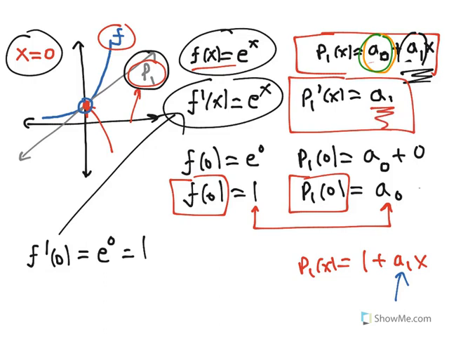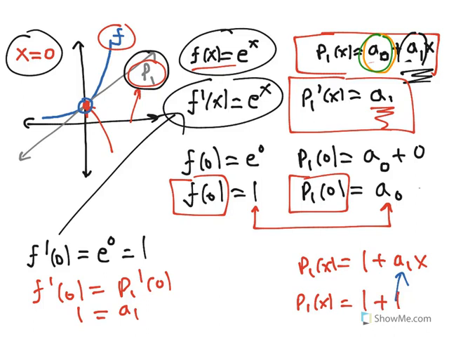So you're going to just set f prime of 0 equal to p sub 1 prime evaluated at 0. So that's going to be 1 is equal to a sub 1. So a sub 1 is equal to 1. So we have p sub 1 of x is equal to 1 plus 1x.